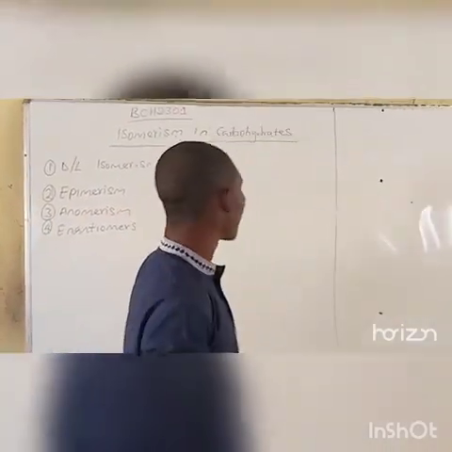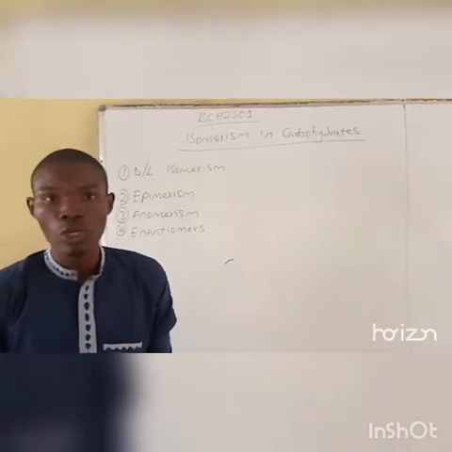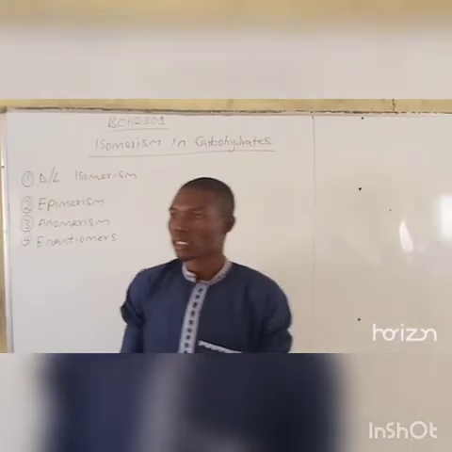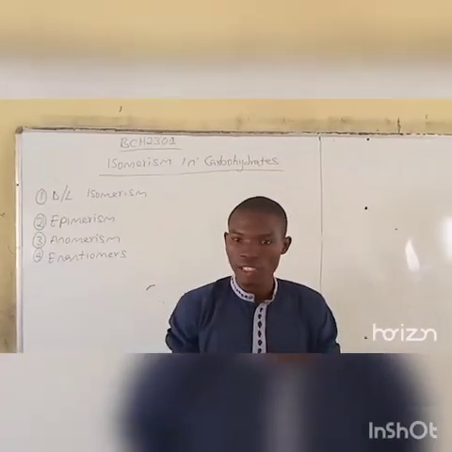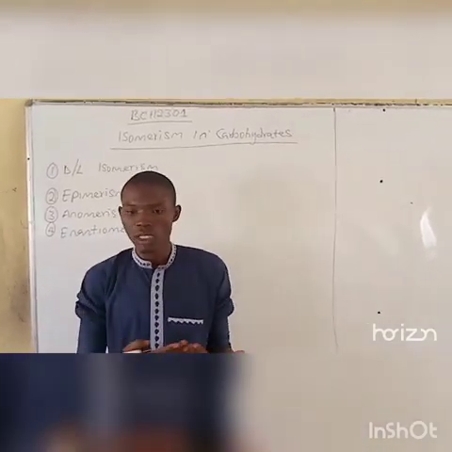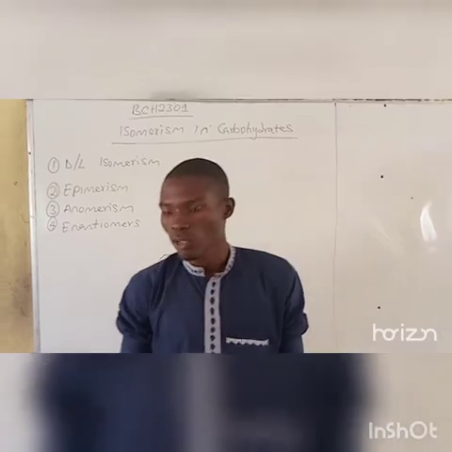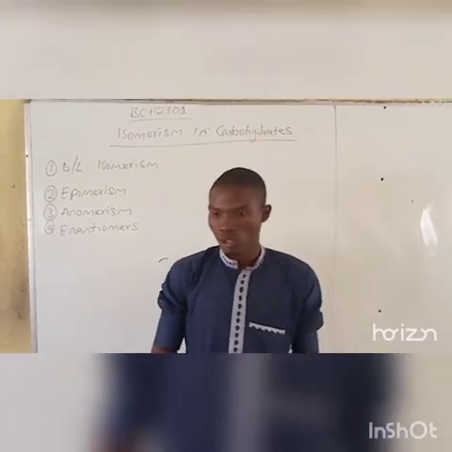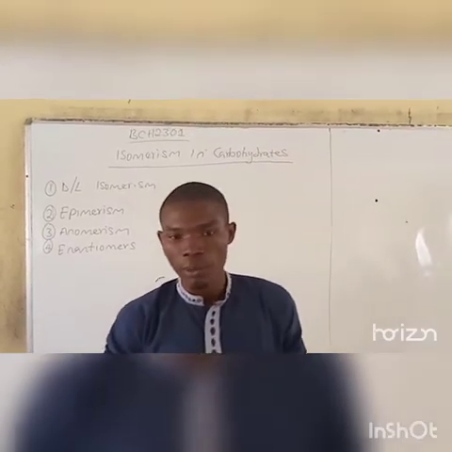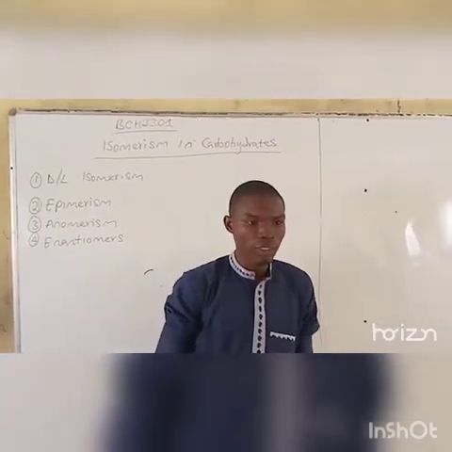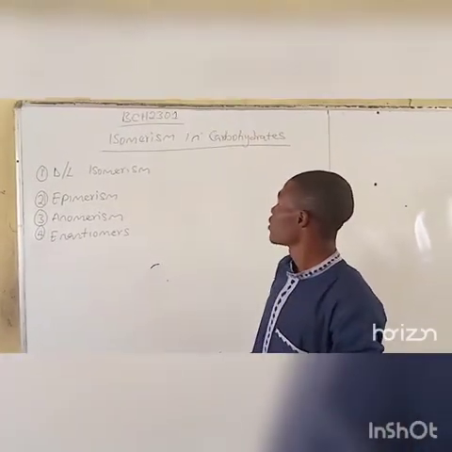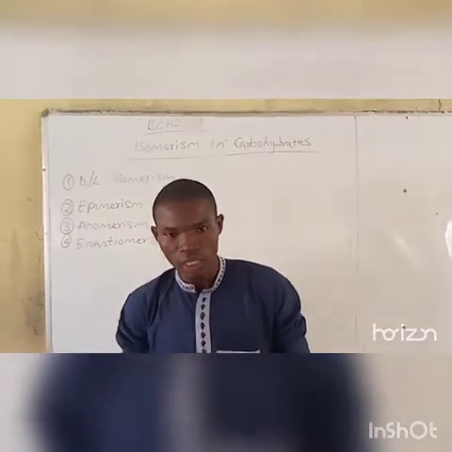Today we'll be looking at isomerism. We also looked at the structure of carbohydrates. We looked at the aldose and the ketose. The one that has the aldehyde functional group is called the aldose. The one that has the ketone functional group is called the ketose. We also looked at the types of structure that carbohydrates have: the Fischer projection structure and the Haworth projection structure. So today we'll be looking at isomerism in carbohydrates.